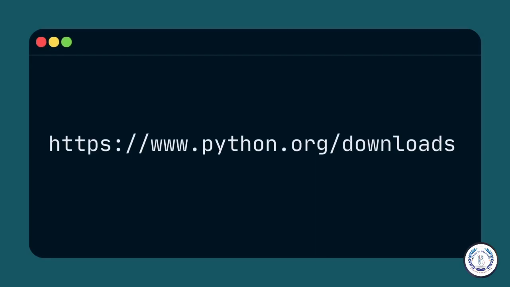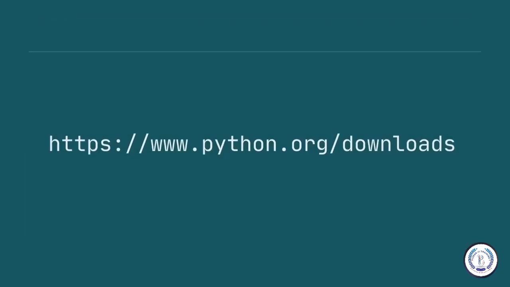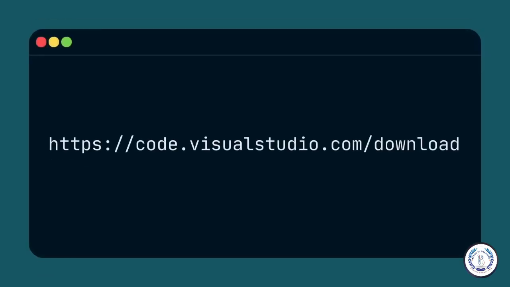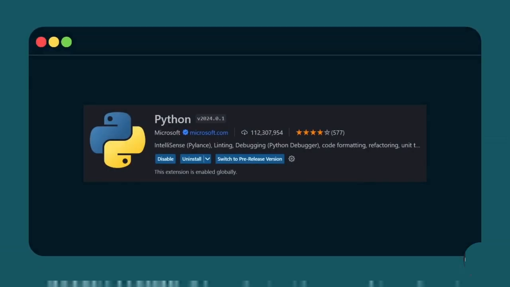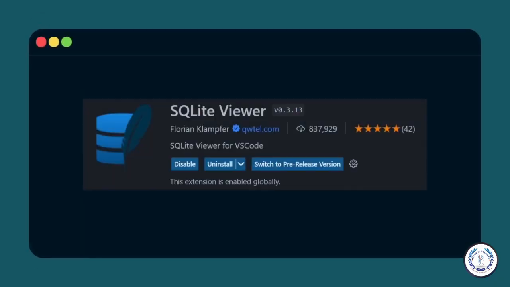The first thing we need is Python. So by going to this link, we can download the latest version of Python. Next, the editor we're going to be using for this course is going to be VS Code, which you can download at the following link. Once we've installed VS Code, we can open it up and install the Python extension. We're also going to install the SQLite viewer extension, which we're going to be using later in this course.